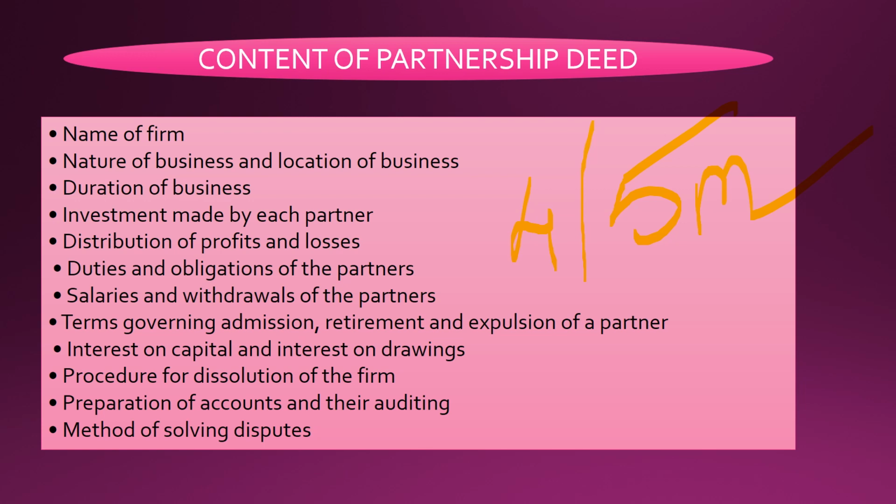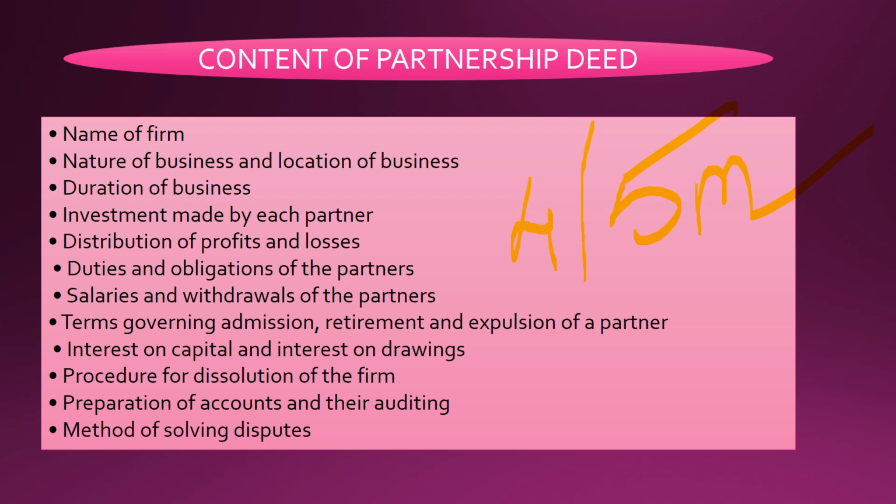Distribution of profit: probably Ravi is going to be enjoying 1% profit, let's say Peter is going to be enjoying 10% profit, and someone else is going to be enjoying, let's say, 50% profit. So what's the distribution of profits and losses? Then duties and obligations of partners. Who's going to be an active partner? Who's going to be a sleeping partner, who only takes profits but does not take any decisions?